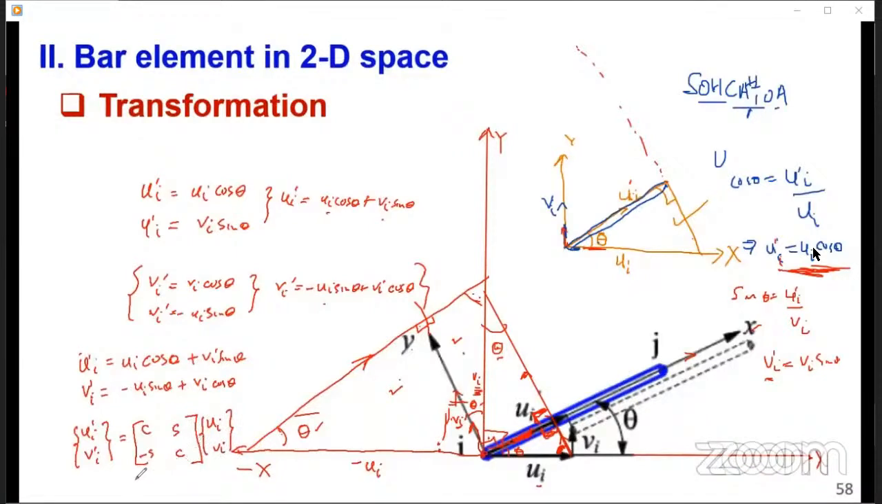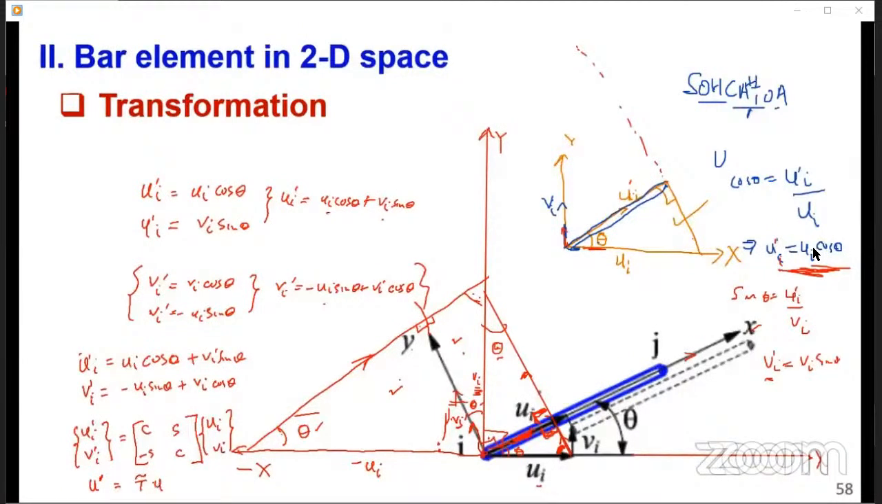In short, we are saying U in local coordinate system. So let's say U prime is equal to this matrix, which we can call T tilde, just notation, times U in the global coordinate system. The deformation in the local coordinate system is equal to a transformation matrix multiplied by the global coordinate system.